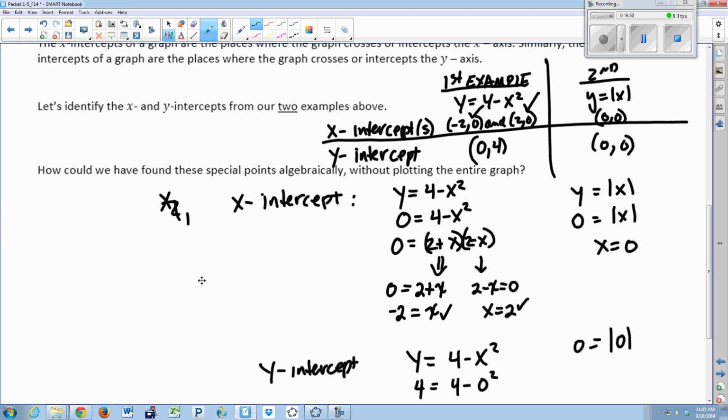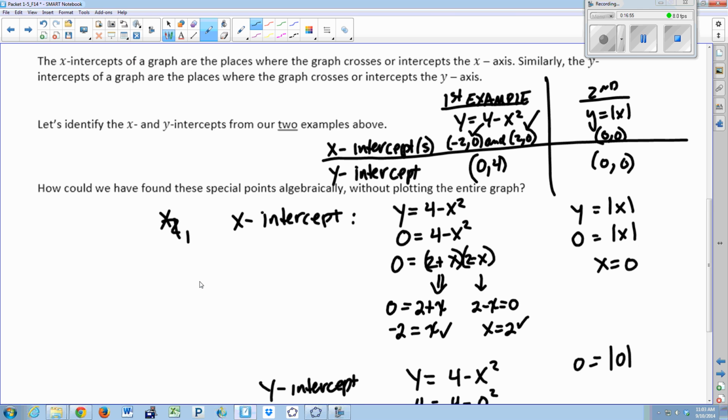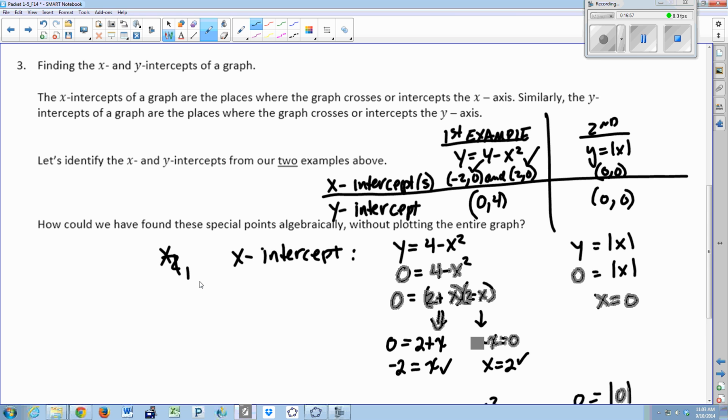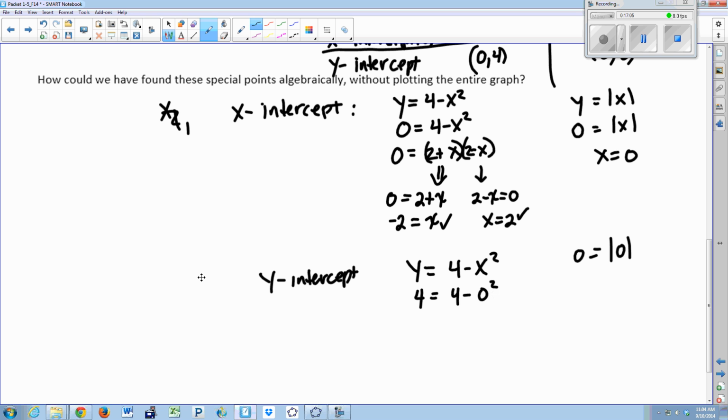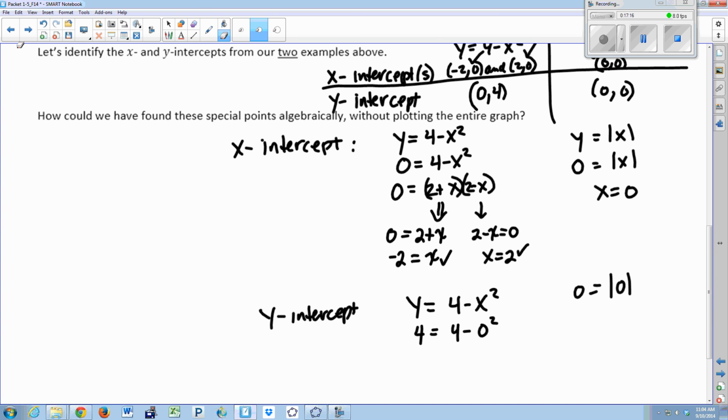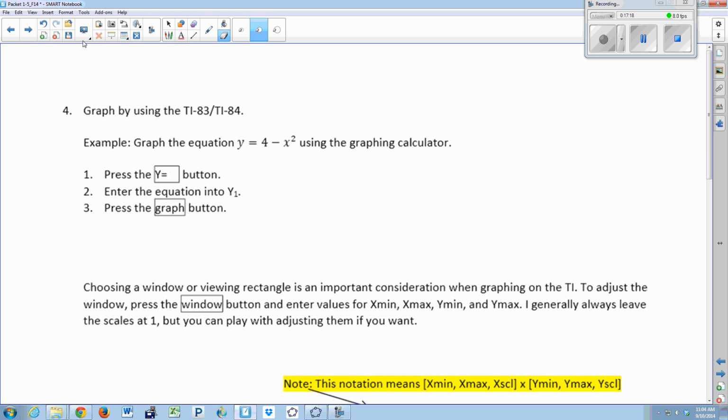So you can get it from looking at the graph. You can get it algebraically, okay? And you'll see today how we can do this with Geogebra and your graphing calculators as well. Okay, so, any questions on finding x or y intercepts for a graph? Okay, so you'll have some practice doing this in your homework as well. Okay, so let's move along. So now pull out your graphing calculators.